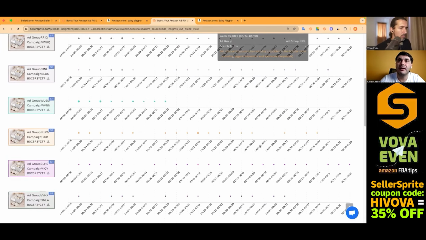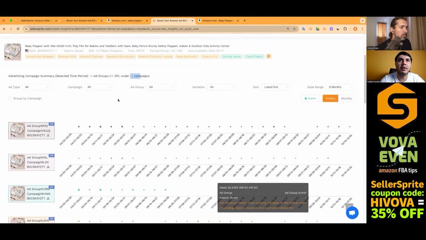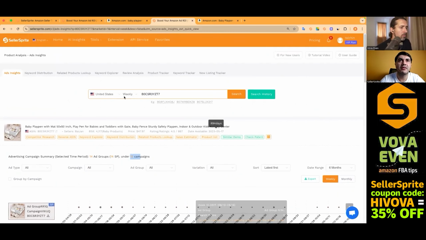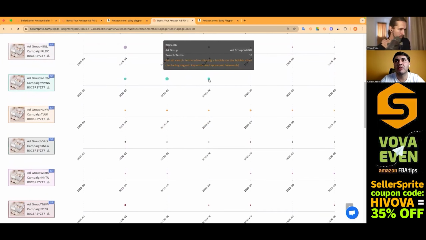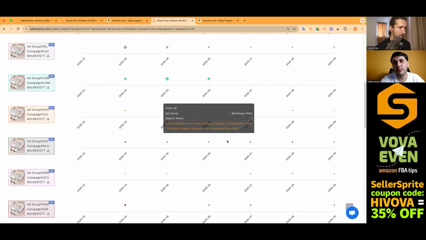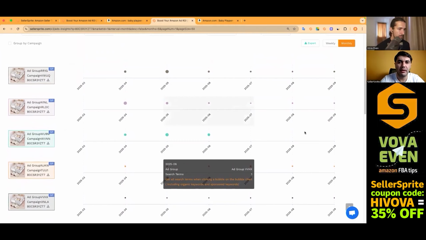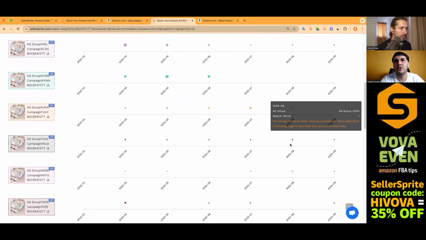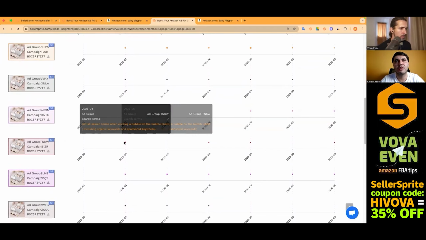But if we see the dots getting bigger, maybe I can switch to monthly to show you better. If the dots are getting bigger and smaller, or sometimes more and sometimes less, it probably means it's a broad campaign or auto campaign. For example, let's analyze this one. There is one, two, one. Here is the 7. We can open it and see what the search terms are.